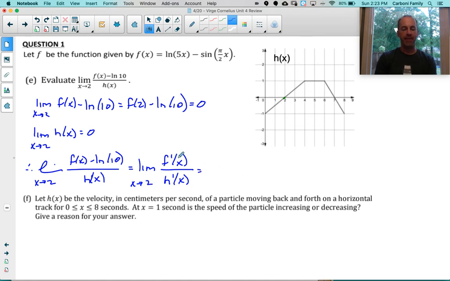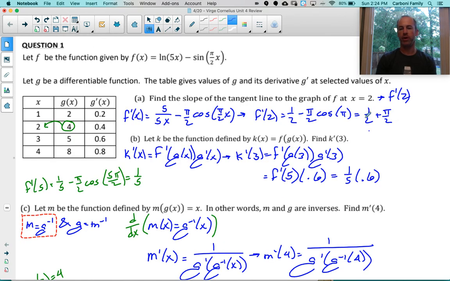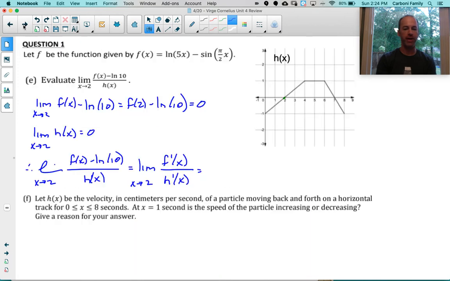And f prime of 2, here we actually get to use a previous answer. F prime of 2 was part A, and that was 1/2 plus pi over 2. So I can actually bring that in: 1/2 plus pi over 2 divided by h prime of 2. And at 2, h has a slope of 1/2. That is a linear segment, and there's really no need to clean that up. That does reduce to 1 plus pi, but I really don't care.